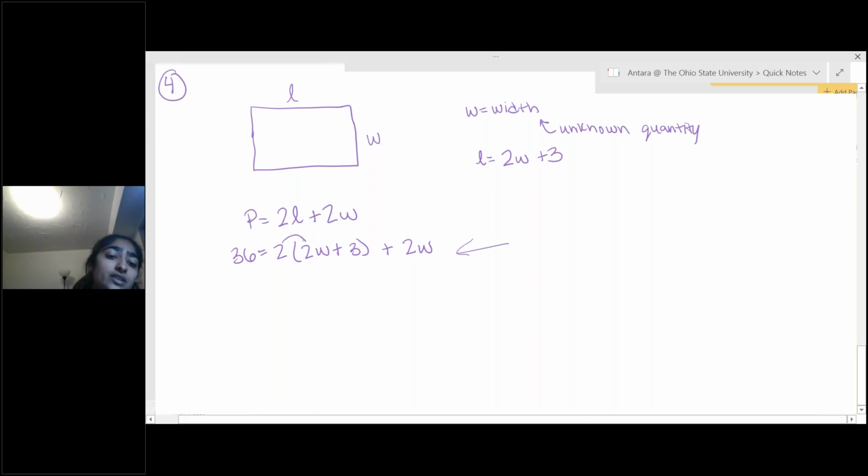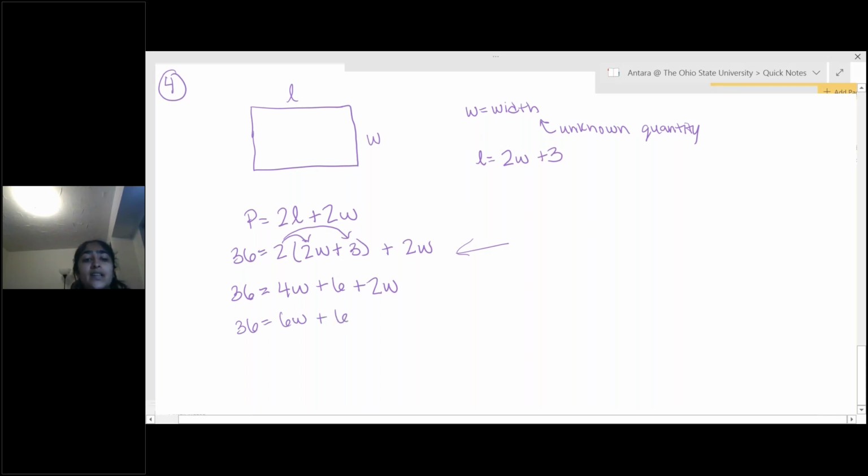So we're going to distribute this to both terms in the quantity. So we'll keep 36 equals 2 times 2W is 4W. 2 times 3 is 6. And then we just have 2W. Now we want to have one variable term. So we're going to combine the 4W and the 2W together. So in this case, we're going to do 36 equals 6W plus 6.